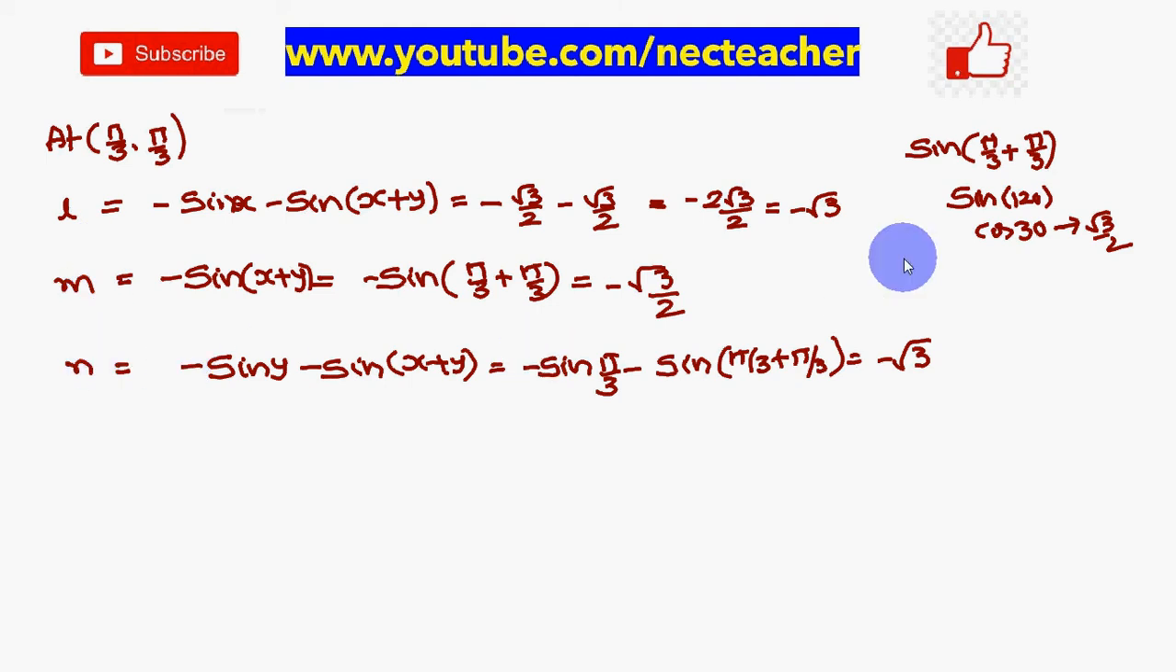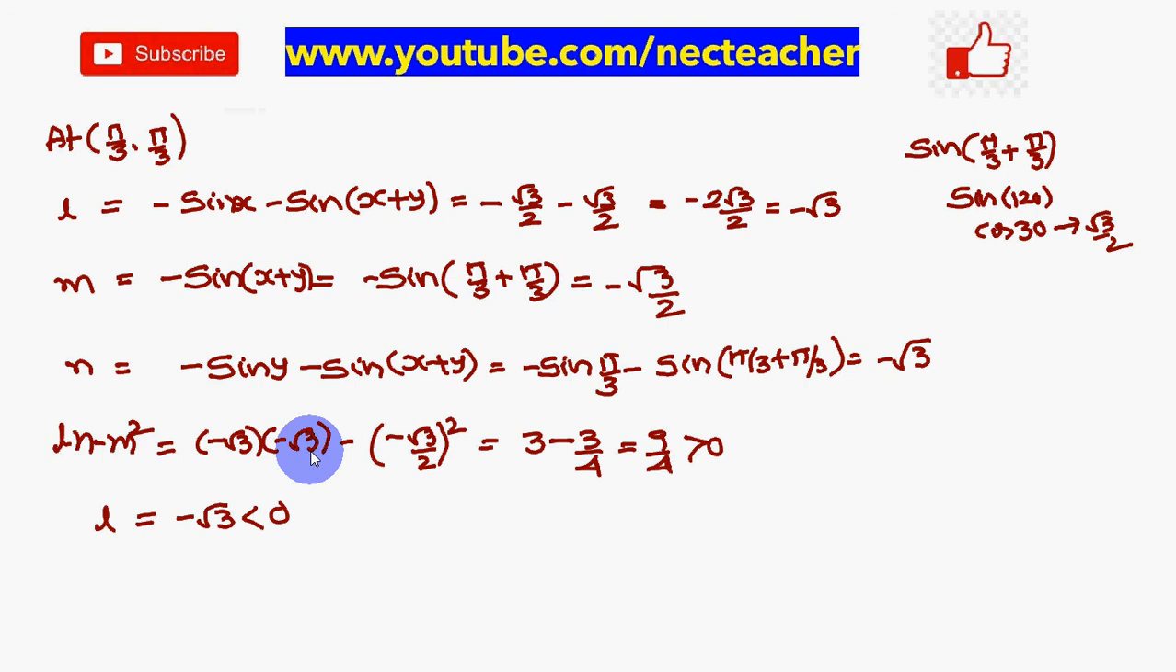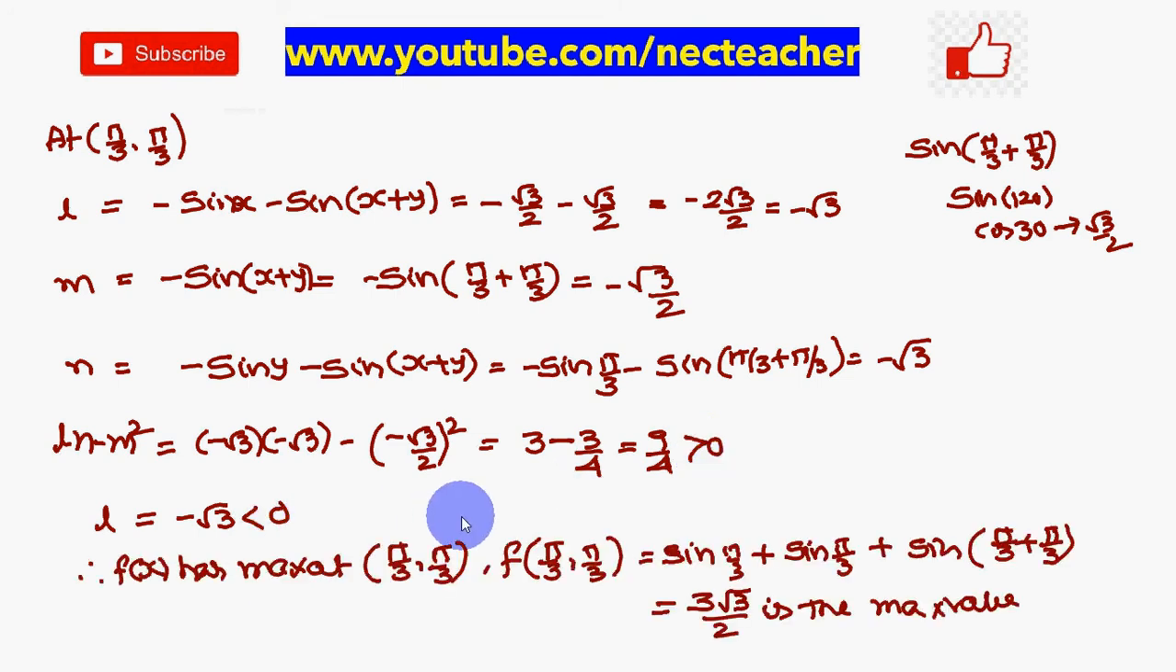So ln minus m square, if you substitute, you are going to get 9 by 4, which is a positive value. L is a negative value. Therefore the function is maximum at (pi by 3, pi by 3). What is the maximum value? F of (pi by 3, pi by 3), substitute in the given function. You are going to get 3 root 3 by 2 as the maximum value.